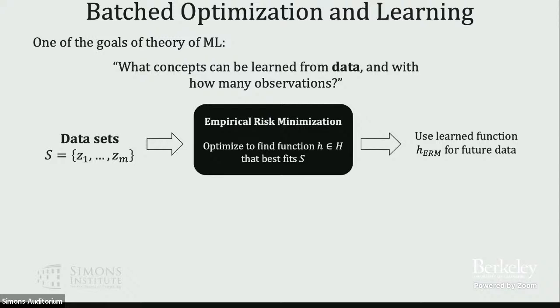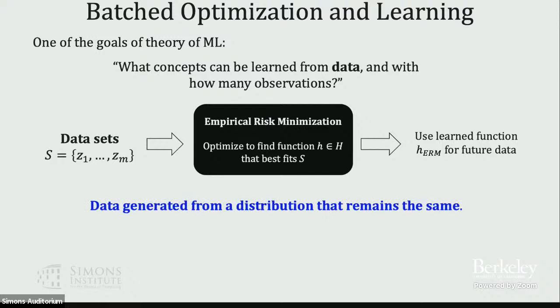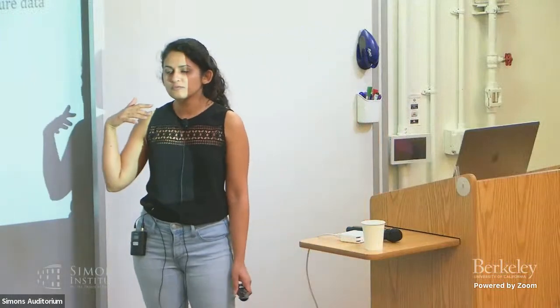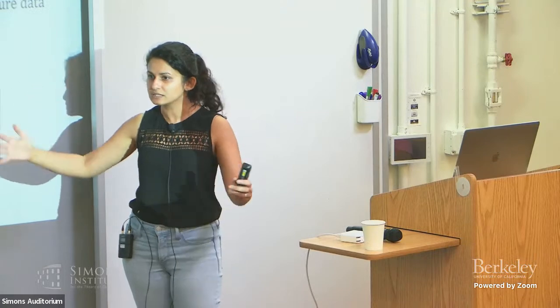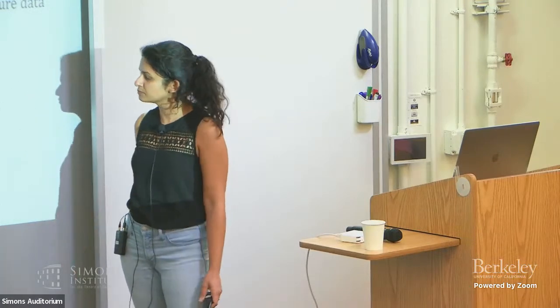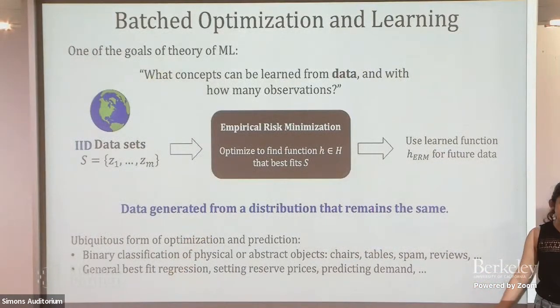And I'll take that function and, forever in the future, use it for any other prediction I want to do. The idea behind why this makes sense, and why we should think about machine learning as this kind of pipeline, is that the data we are trying to learn from is itself generated from a distribution, and this distribution remains the same. So we have a really nice world, another way to put it, an IID world, and that's why for decades we have tried to understand how we can get a data set and optimize or learn something over it. This is really ubiquitous to optimization, learning, and prediction in general.